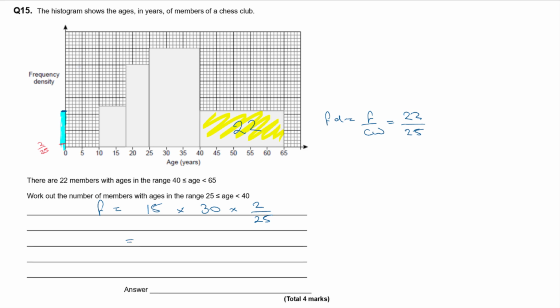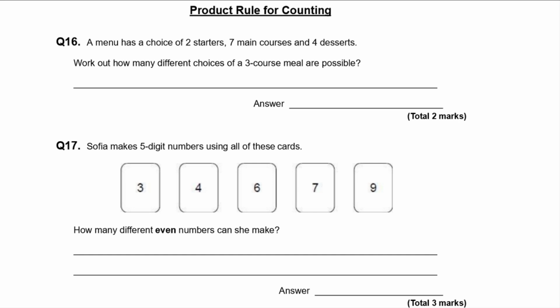So 15 times 30 times 2 25ths. So 15 times 30 times 2 over 25, I make that 36. So there are going to be 36 people in that 25 to 40 category there. Okay, 36 in there. Next section is product rule for counting, or another word for this is selection.